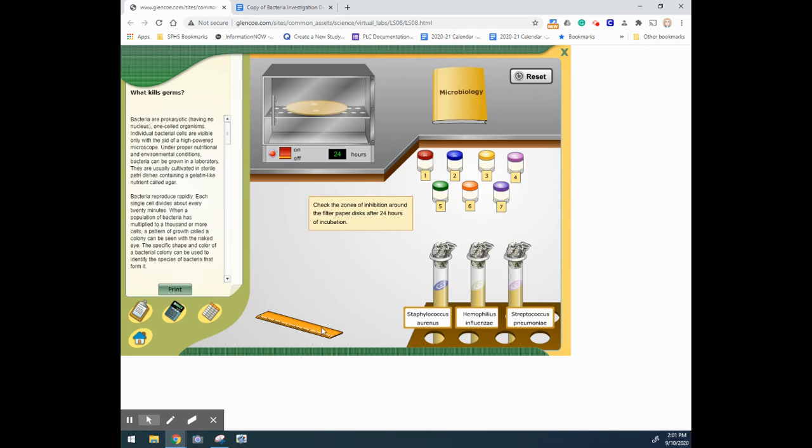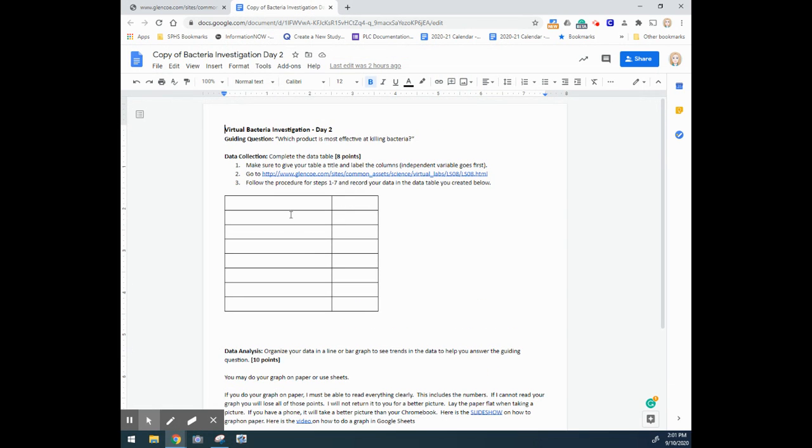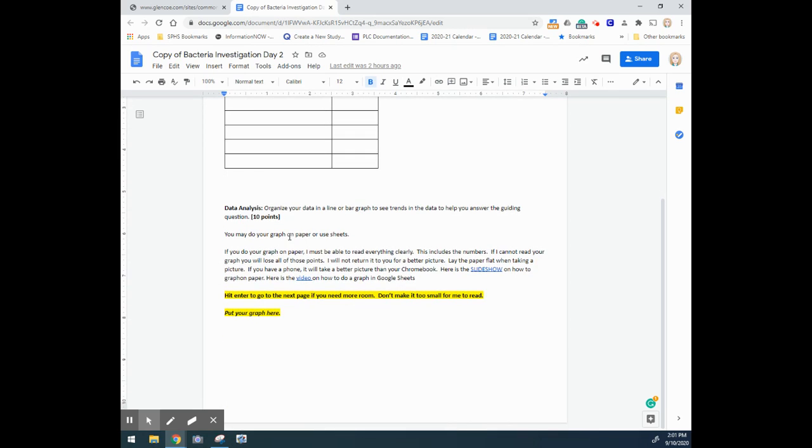Yes? You're going to collect your data. So here's the form we're going to use today. You're going to collect your data here, and then you're going to do your analysis. You're going to do a graph. You have two choices. You can do your graph in Google Sheets, right? Or you can do your graph on graph paper.